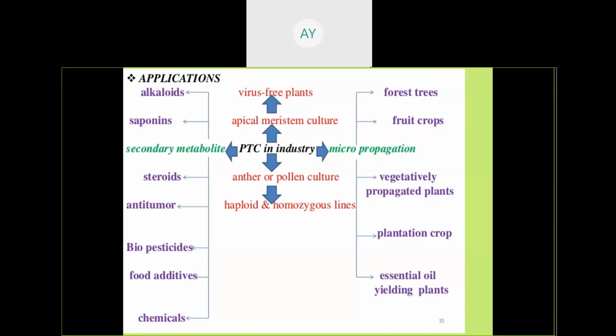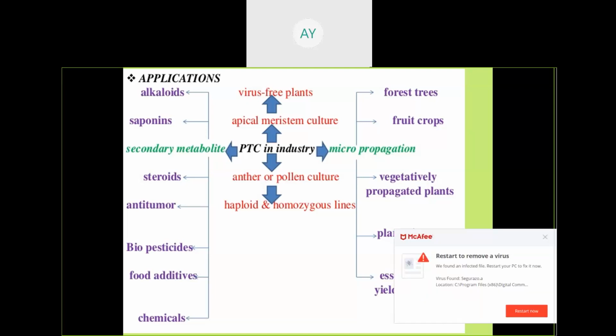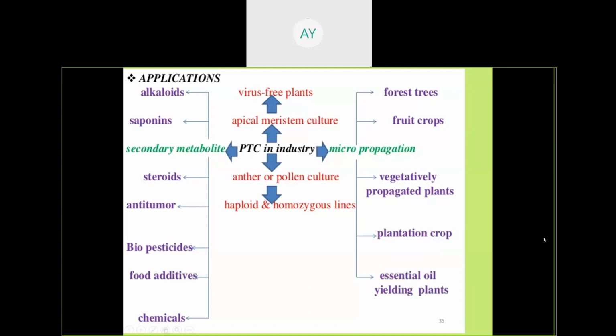Okay. Now, a biopesticide. A biopesticide is a chemical secreted by the plants that is used to kill pest insects. The main focus is just to kill the harmful insects that damage the plants. Then food additives that preserve food are synthesized by the plants, and chemicals are used for different treatment of disease or for making chemical preservatives in medicine. So that is the main objective for plant tissue culture.